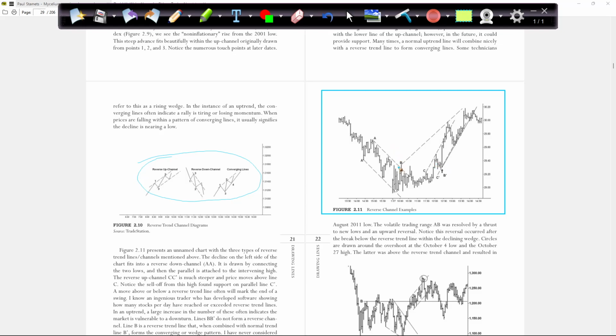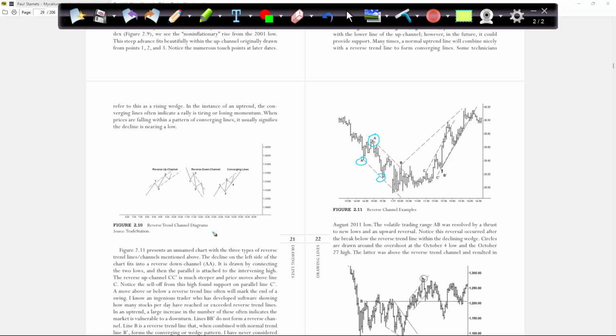First, let's talk about the downward channel. To draw a downward channel, we need three points, right? Let's see what it mentions. The decline on the left side of the chart fits into a reverse down channel. It is drawn by connecting the two lows, and then the parallel is attached to the intervening high. These two lows, then this intervening high.